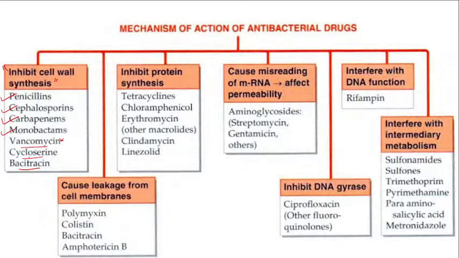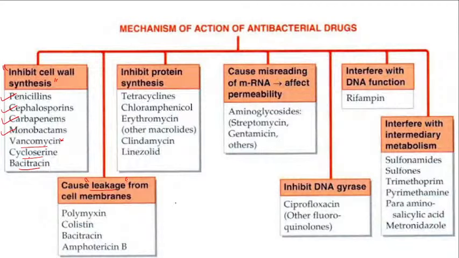Next are the drugs which cause leakage from the cell membrane. What they do is they damage the cell membrane, causing the leakage. So the antifungal agents, polyene antifungal agents, amphotericin B, and polypeptide antibiotics, polymyxin B, colistin, bacitracin. Which are in the polyenes? There were three in polyenes, right? Amycin, nystatin and amphotericin B.